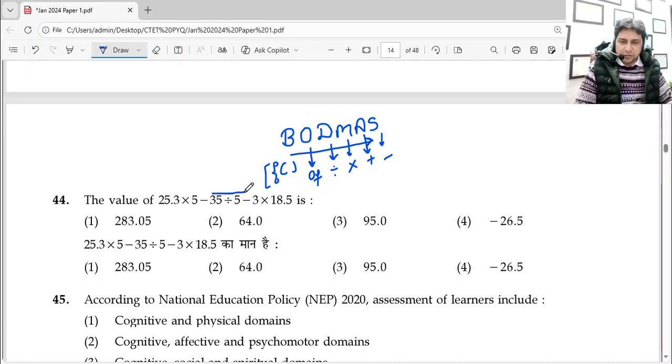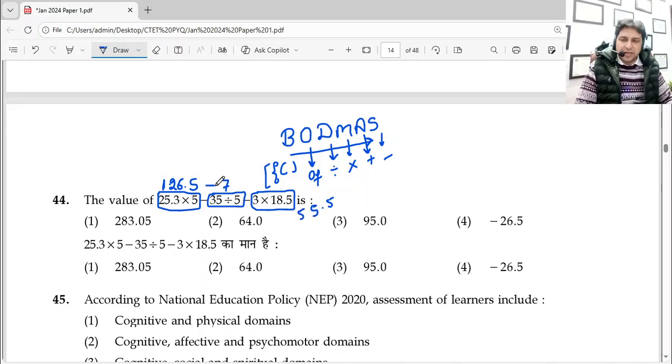Here, first of all, we have 35 divided by 5. So this should be 7. Then we should solve multiplication. 25.3 into 5: 5 into 3 is 15, 1 remainder, 5 into 5 is 25, plus 1 is 26, 2 remainder, 5 into 2 is 10, and 2 is 12. So this is 126.5. And this is 3 into 18.5: 3 into 5 is 15, 1 remainder, 3 into 8 is 24, 25, 2 remainder, 55.5.